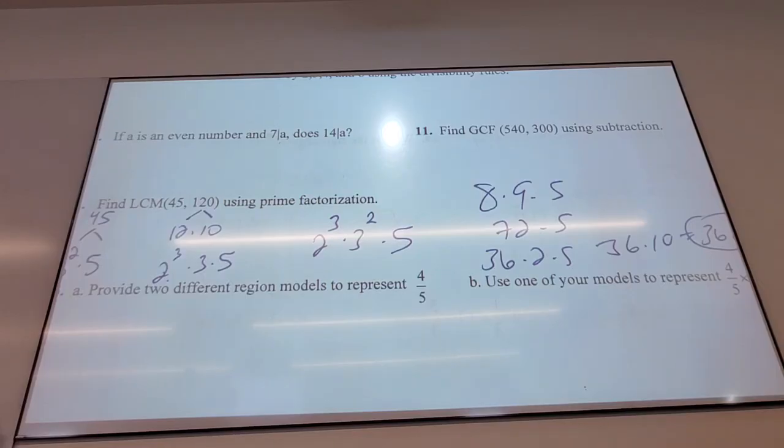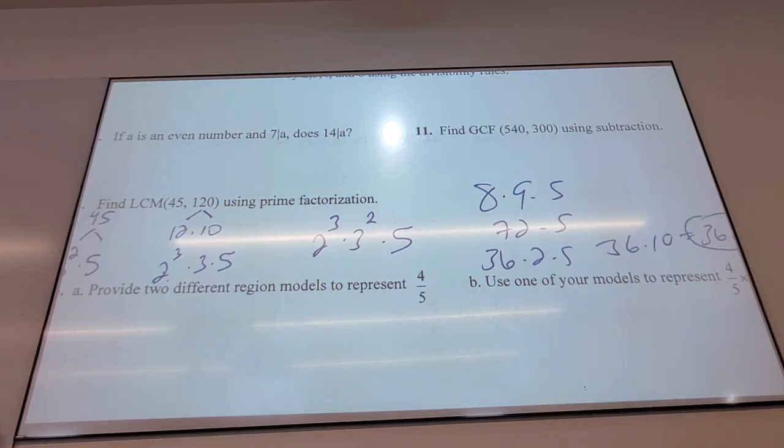So if it's even, what number goes into it? 2. So I already know 2 is a factor of A. What else is a factor of A from number 10? 7. So 2 and 7 both go in. So does 14 go in? Yes, because 2 and 7 are relatively prime. Yes? Are you all with me?